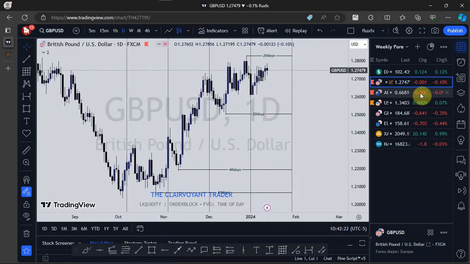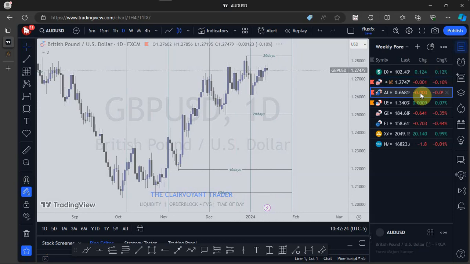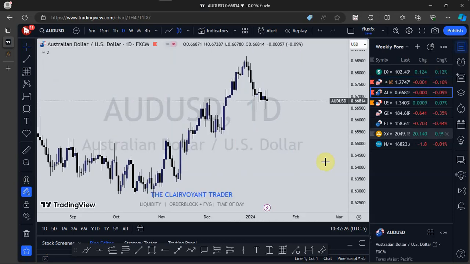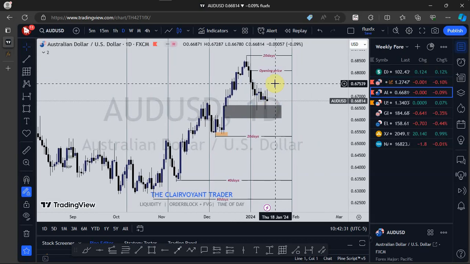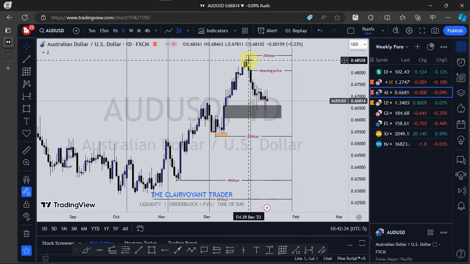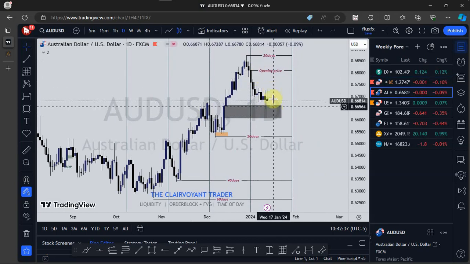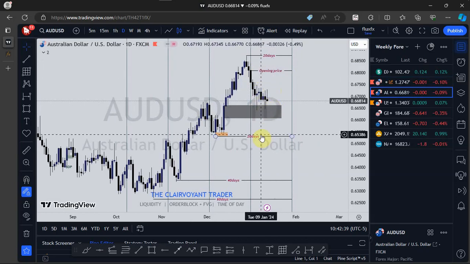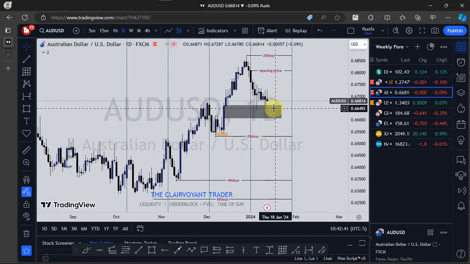Let's see what is happening on AUDUSD. For AUDUSD, I'm expecting to see price push to the upside. We've already filled this fair value gap right here. Price is below January's opening price, which is a discount zone for us. So I'm expecting to see price push to the upside.